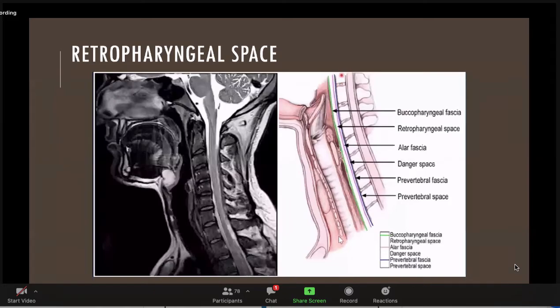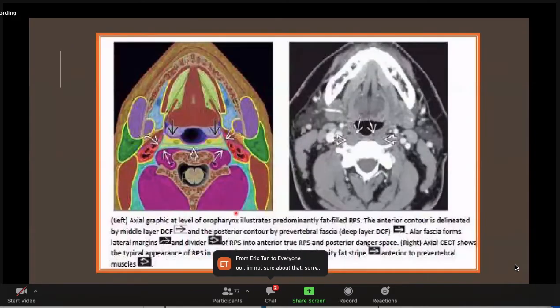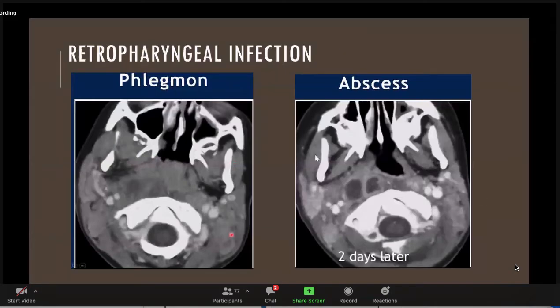On imaging, the retropharyngeal space will extend from the skull base, anterior to the vertebral column behind the pharynx, and typically ends around the T2 level. On axial section, the retropharyngeal space is defined in yellow here, bounded posteriorly and laterally by the alar fascia and anteriorly by the buccopharyngeal fascia here. The majority of retropharyngeal space infections are associated with upper respiratory tract infection, especially in the pediatric population.